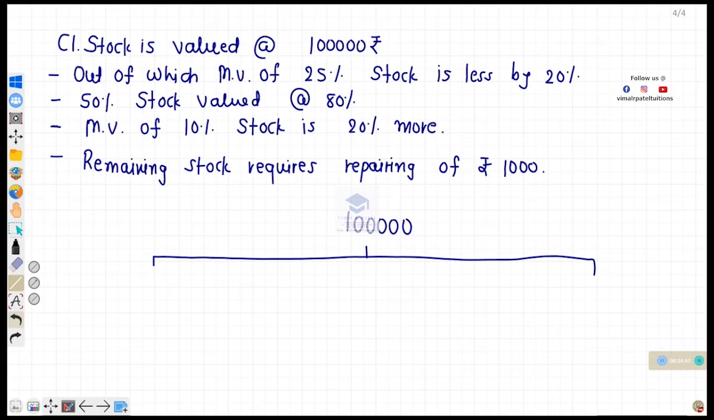25%. That is 25,000, less by 20%. 20% less means 5,000 less. So its value is 20,000. So out of 25 and 20, which is less?